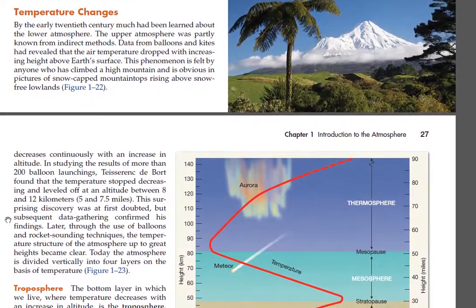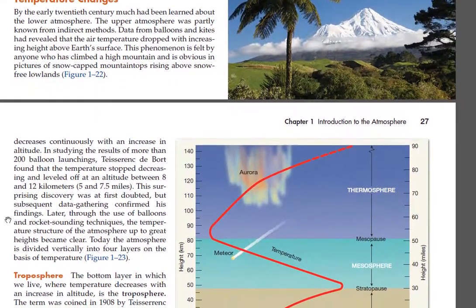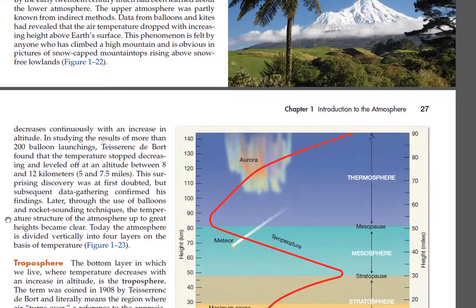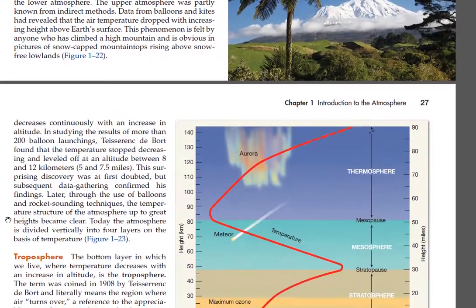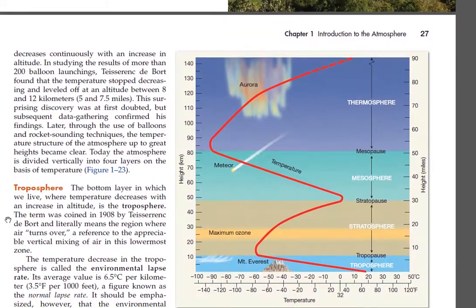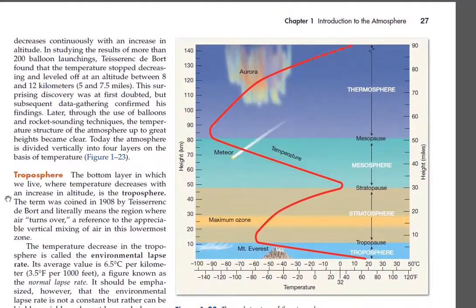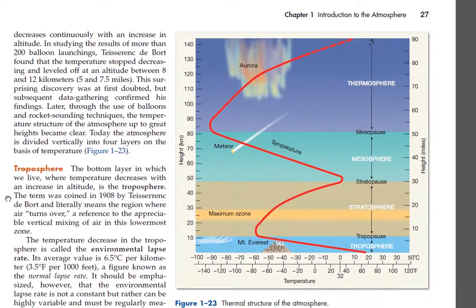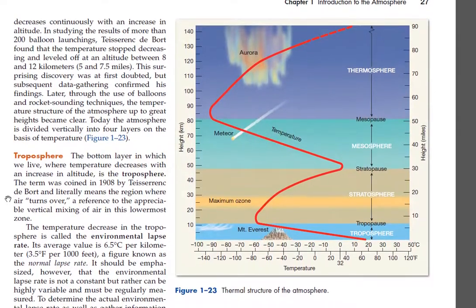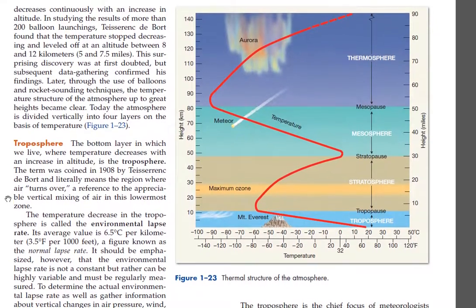Later, through the use of balloons and rocket sounding techniques, the temperature structure of the atmosphere up to great heights became clear. Today the atmosphere is divided vertically into 4 layers on the basis of temperature, figure 123. Troposphere. The bottom layer in which we live, where temperature decreases with an increase in altitude, is the troposphere. The term was coined in 1908 by Tisserand-de-Bort and literally means the region where air turns over, a reference to the appreciable vertical mixing of air in this lowermost zone.